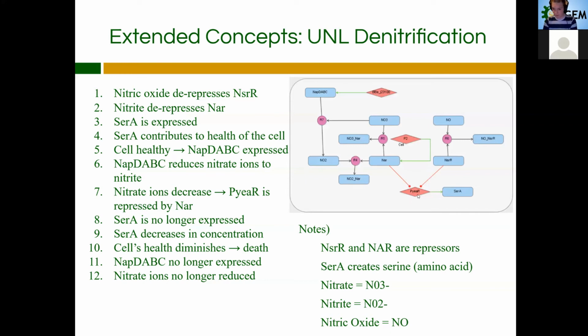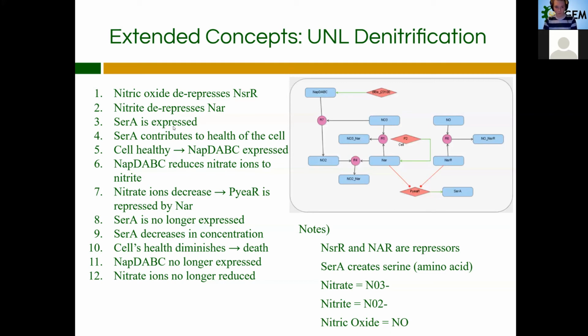So right here you have two repressors, NarX and NsrR, and these repressors repress this promoter, and this promoter transcribes serA. serA codes for serine, which is an amino acid. It's what bacteria use in order to live and grow. It's common in at least this type of bacteria, and they can't live without it.